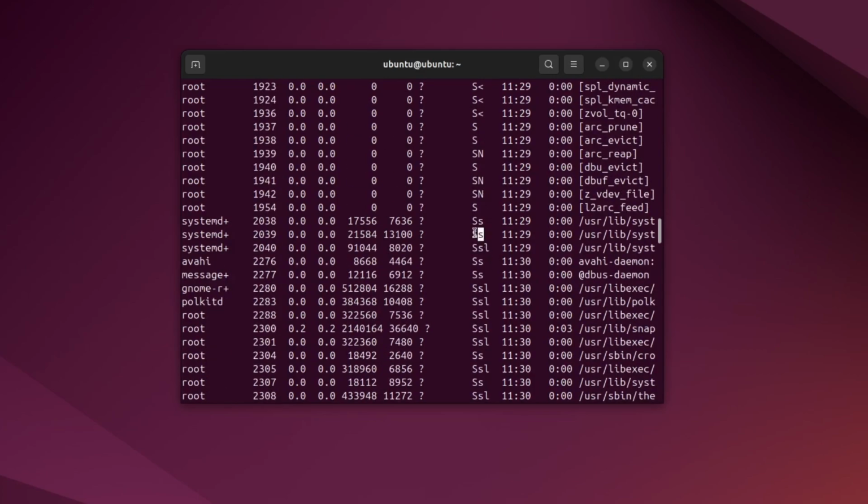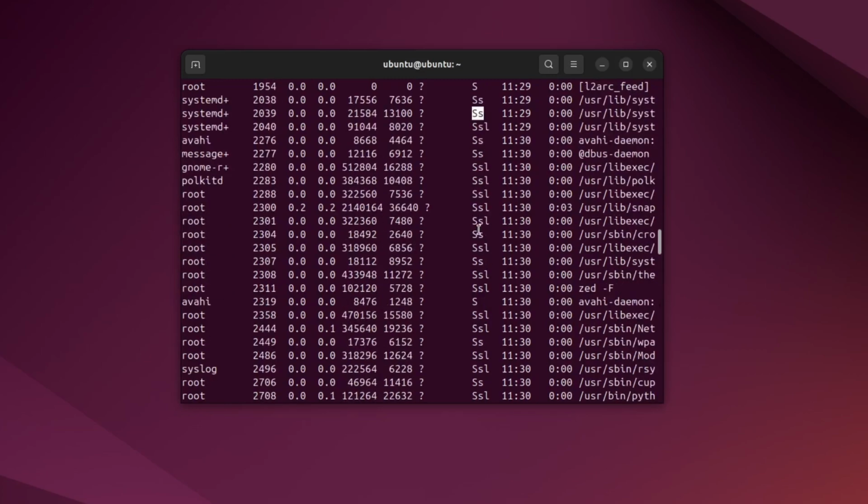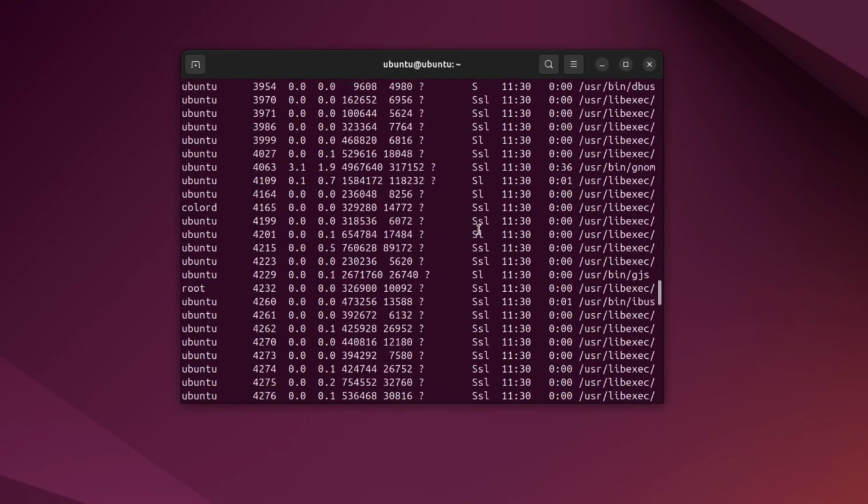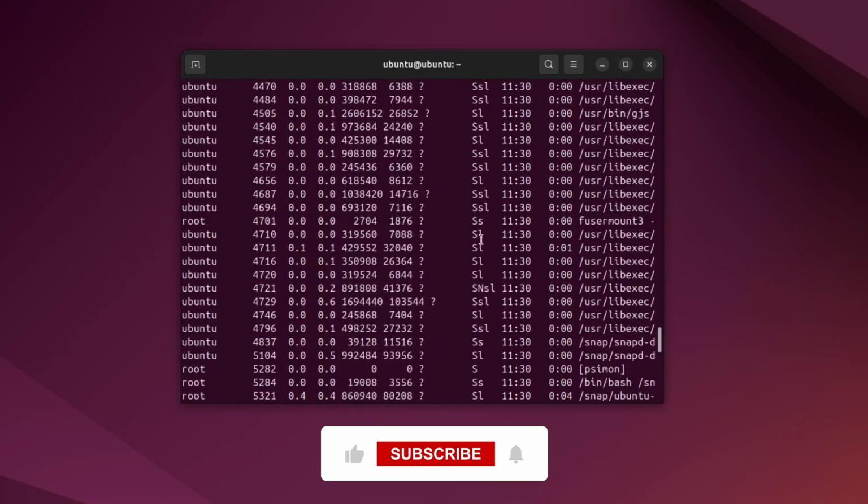You can go through several processes and look at their stat values. Each one gives you a small snapshot of what that process is doing.